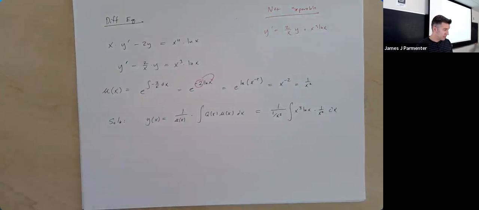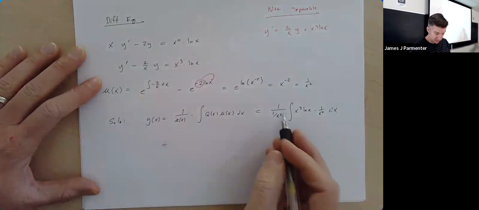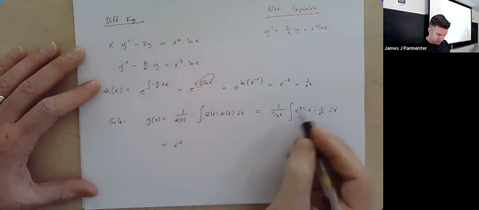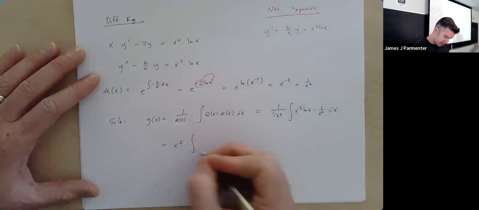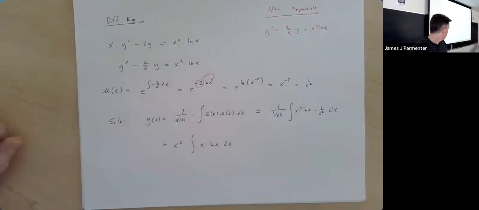So let's do a little bit of simplifying. Obviously, I should write 1 over x squared as x to the negative 2, and then I should simplify this integrand as just the integral of x times the natural log of x. To do this integral, we do have to use integration by parts. There's no other way around it.